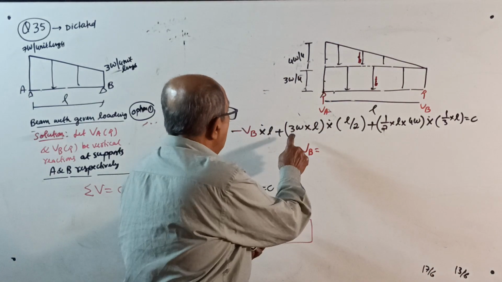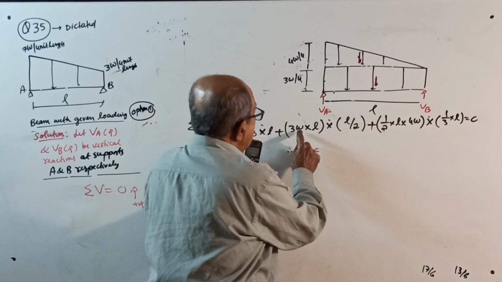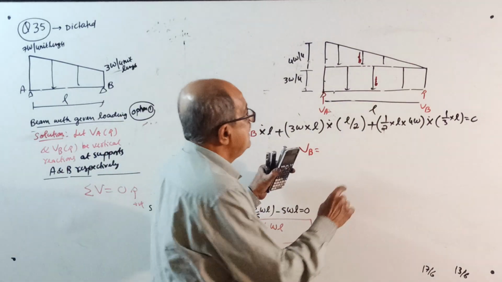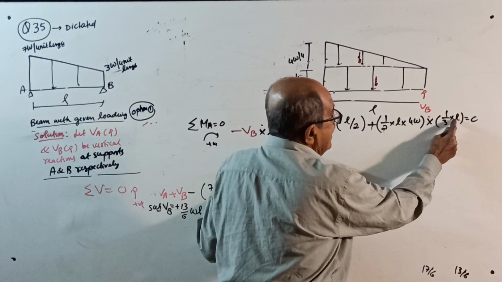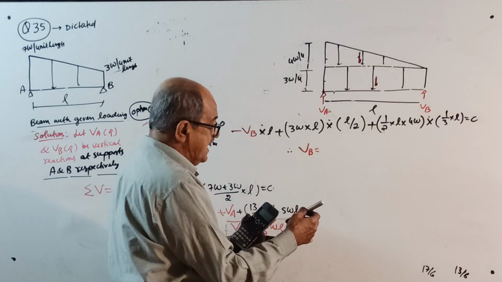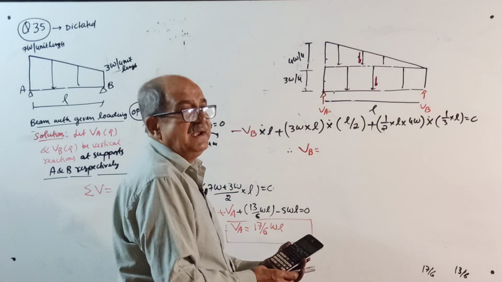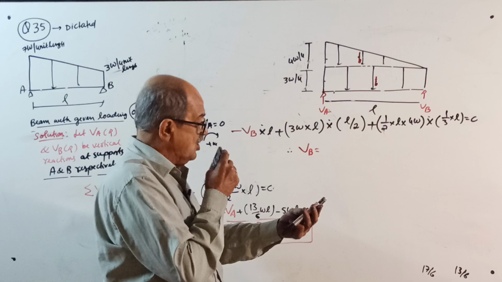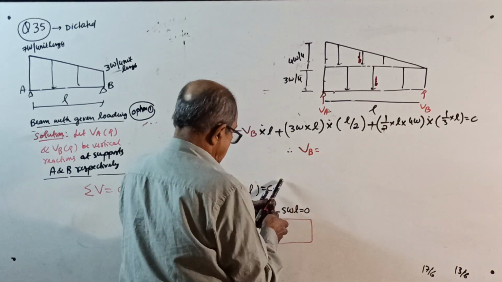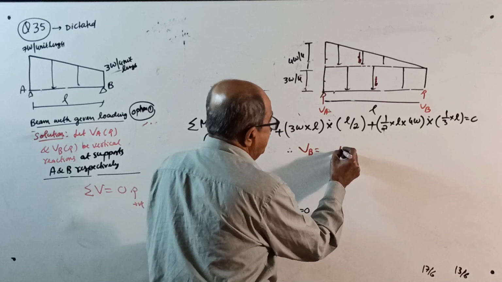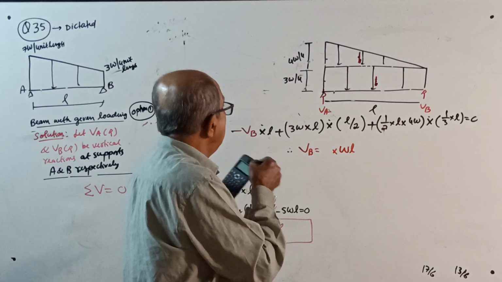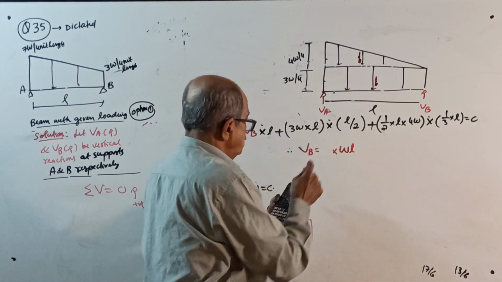WL into L, WL square, divided by L. So one thing is guaranteed, VB will come in terms of WL. That you have to observe by high school level mathematics. It will come in terms of WL. That is guaranteed. But that number is important. The number is 3 by 2.